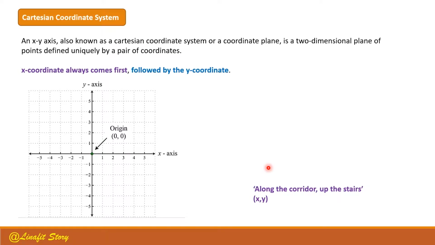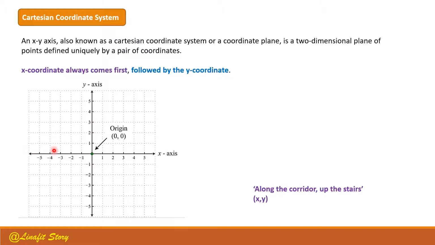Cartesian coordinate system. An xy-axis, also known as a Cartesian coordinate system or a coordinate plane, is a two-dimensional plane of points defined uniquely by a pair of coordinates. The rectangular coordinate system consists of two real number lines that intersect at right angles. The horizontal number line is called the x-axis, and the vertical number line is called the y-axis. These two number lines define a flat surface called the plane, and each point on this plane is associated with an ordered pair of real numbers (x, y).